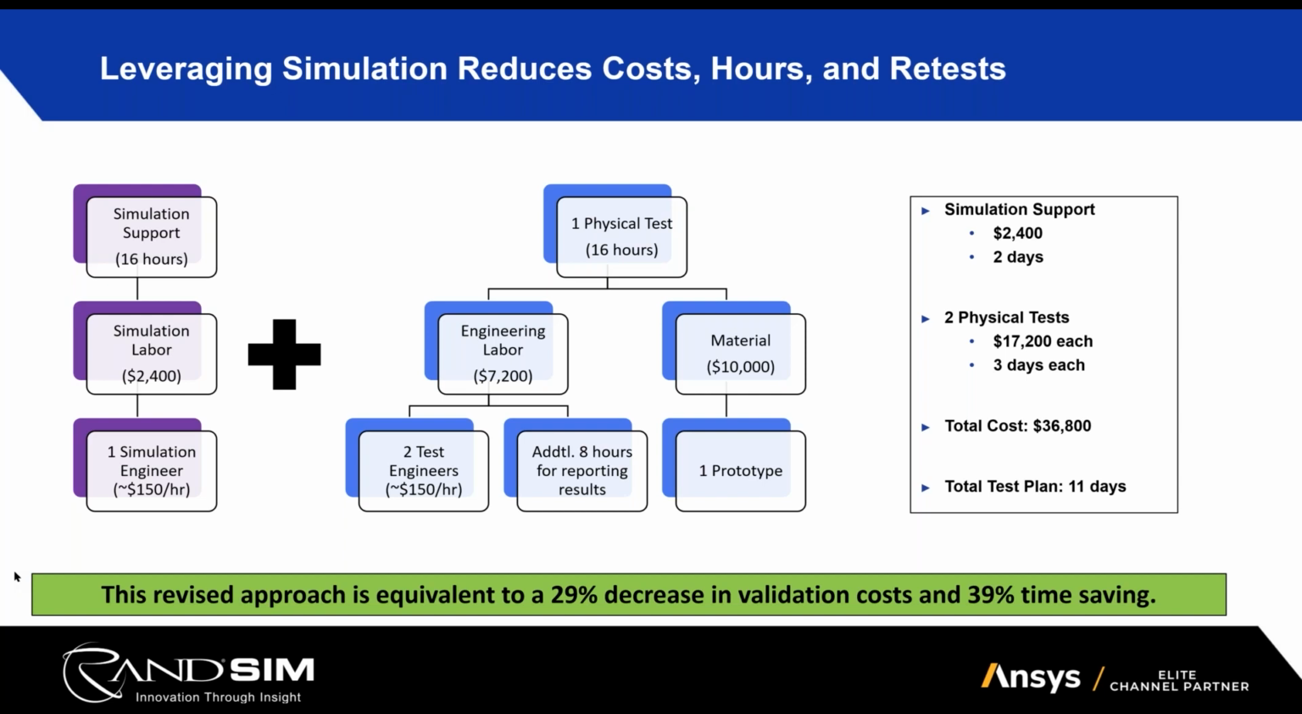So with this revised layout of workflow, we're now looking at total costs that have dropped to $36,800, and our total test plan has dropped to 11 days. The big take-home point here is we've just decreased 29% of our validation costs and decreased the overall timing to do this validation activity close to 39%.